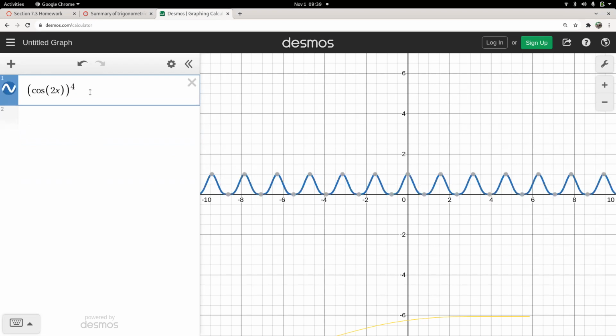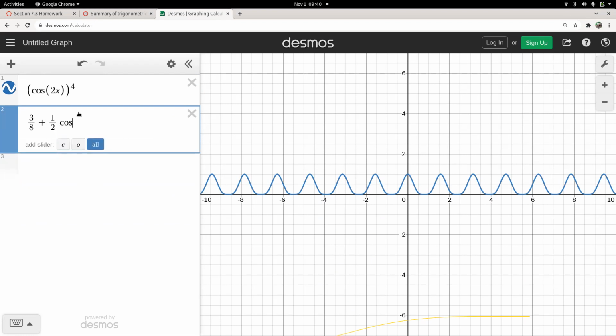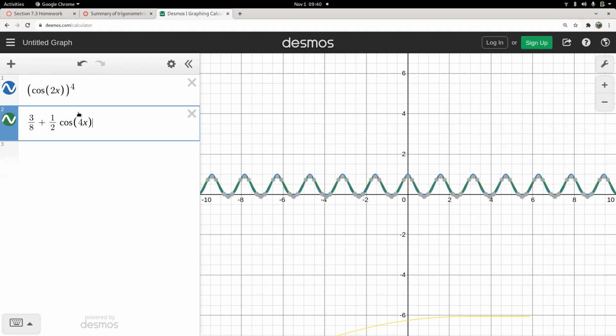Oops. Ooh, that's a cool looking wave. And we think that's the same as 3/8 plus, I believe it was 1/2 cosine of 4x plus 1/8, if I got that right, cosine of 8x. And it does look like my green wave sits on top of the blue wave. Yep, got it right.